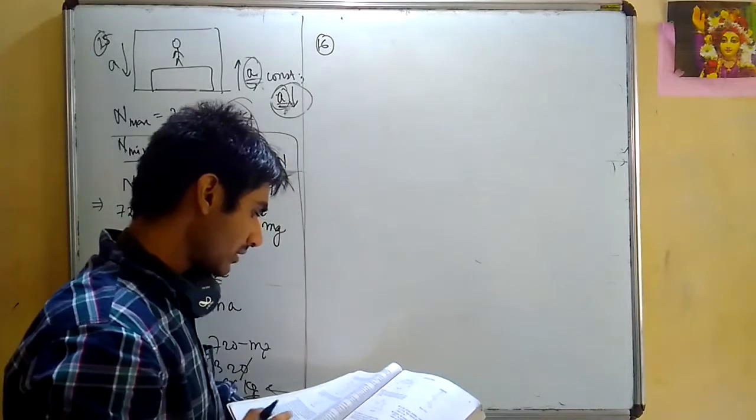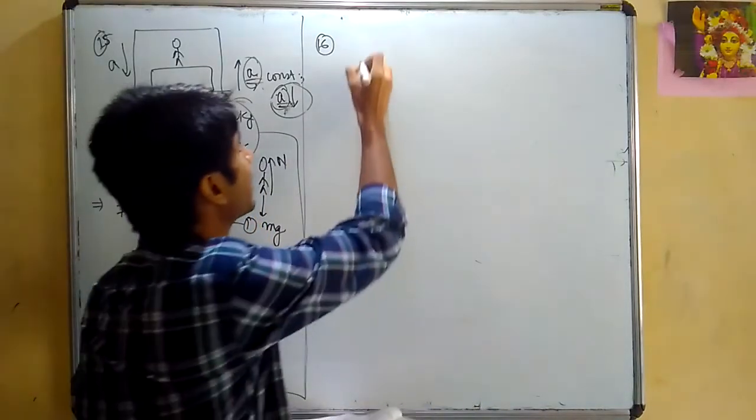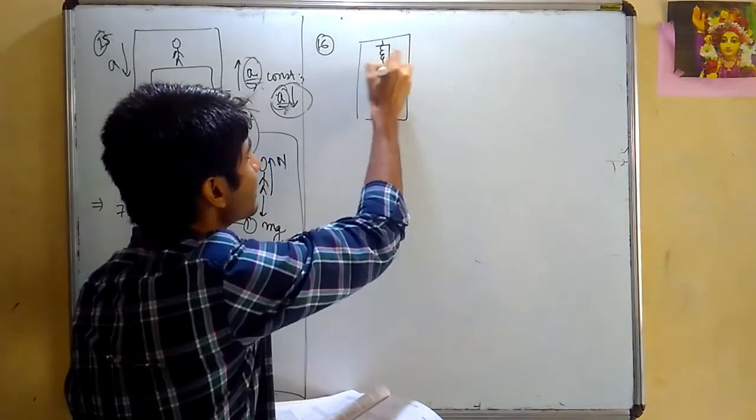Okay, everything is given to me. The elevator is going up with an acceleration of g by 10. So here is an elevator and here is a spring balance.